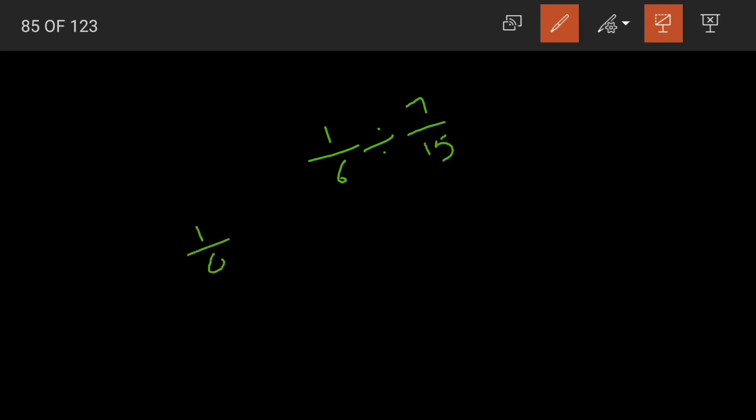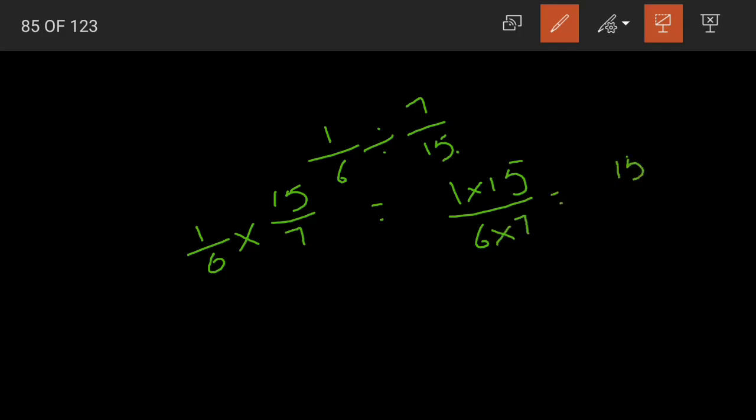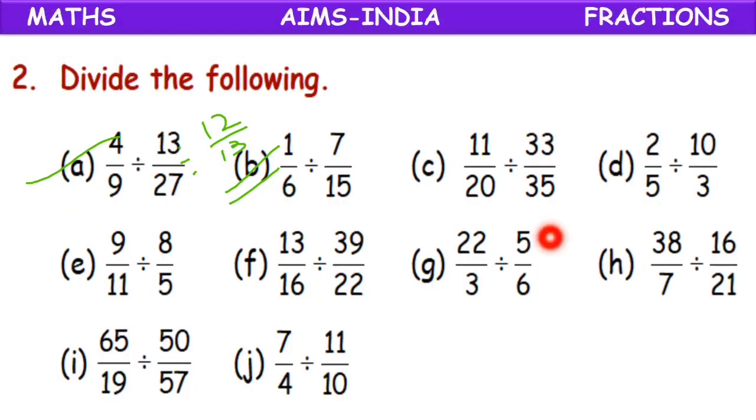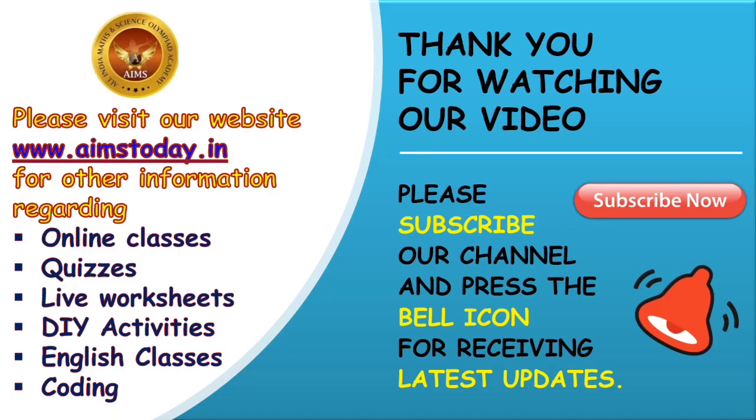Coming to question B, 1 by 6 divided by 7 by 15. Again the first fraction as it is, then multiplication. Write the reciprocal of the second fraction. We have 1 into 15 divided by 6 into 7. That is nothing but 15 by 6 sevens are 42. So 15 by 42 is our final answer. Yes children, I hope you can solve the remaining problems, right? Yes, the more you practice, the more you will become perfect in this.